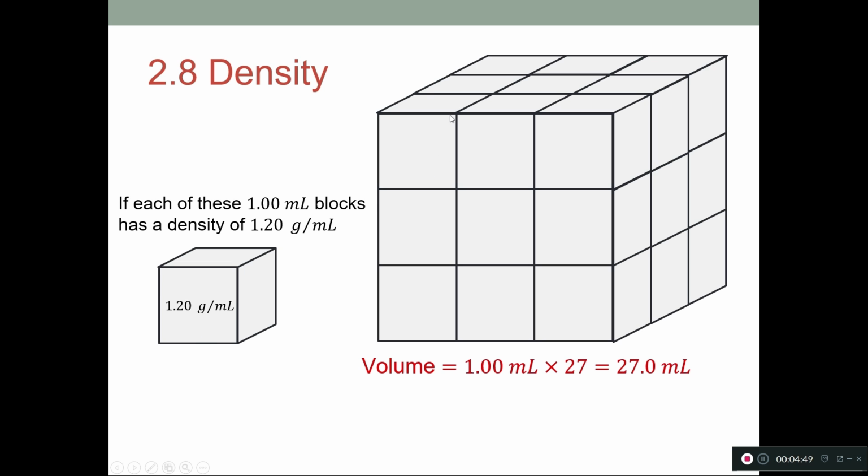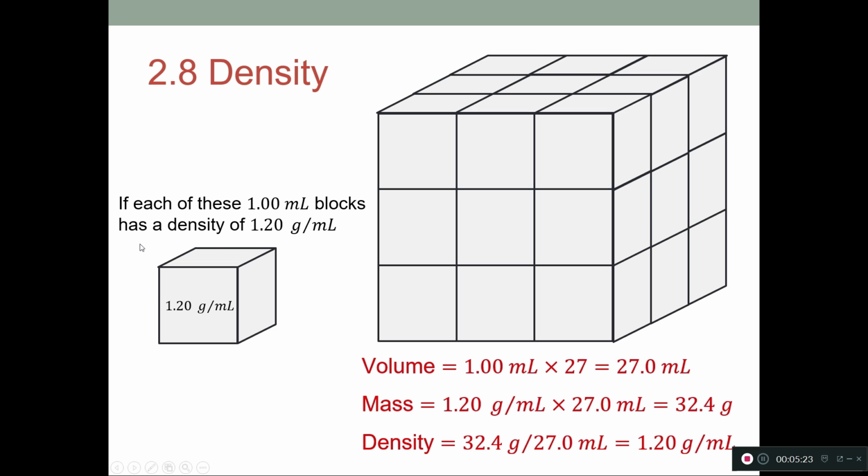And so we're just taking 27 of these blocks, stacking them together, and so the new volume of this larger block is 27 milliliters. The mass, we take the density of it, 1.20 grams per milliliter, and multiply it by the number of milliliters in that large block, and that gets us 32.4 grams. So this larger block is going to be 32.4 grams and 27.0 milliliters. So we have scaled up both the volume and the mass of it. But if we do the density, we just take the new mass, divide it by the new volume, and that just gets us, again, 1.20 grams per milliliter.